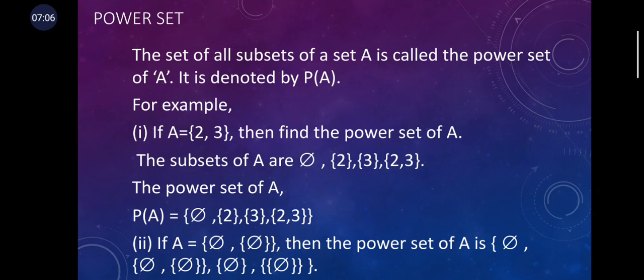For example, if A = {2, 3}, then find the power set of A. The subsets of A are the null set, {2}, {3} and {2, 3}. The power set is P(A) = {null set, {2}, {3}, {2, 3}}.